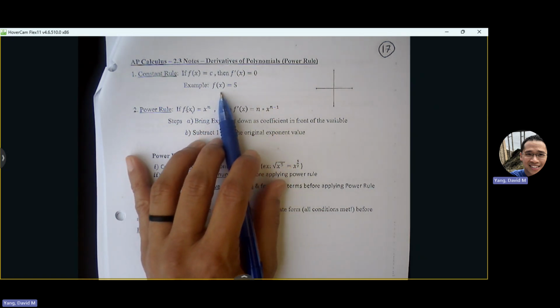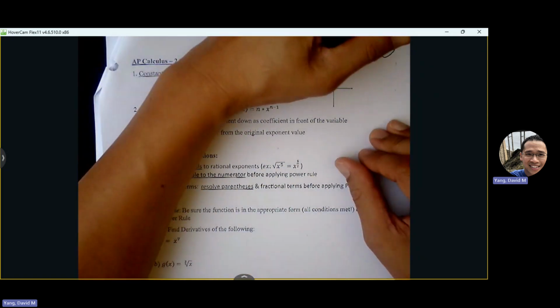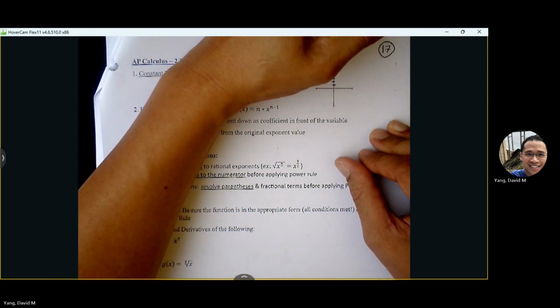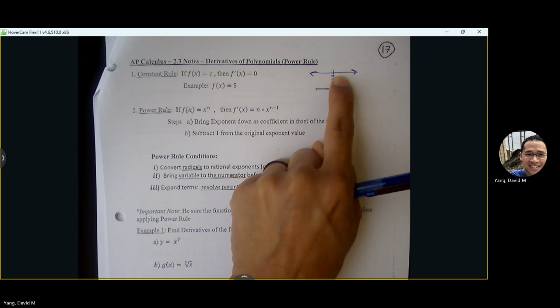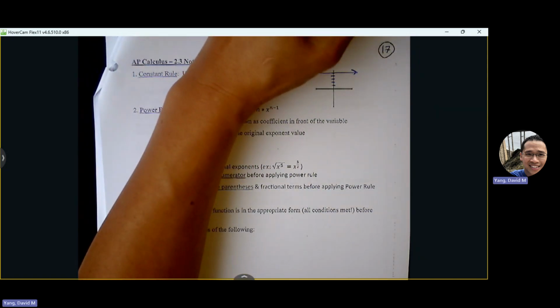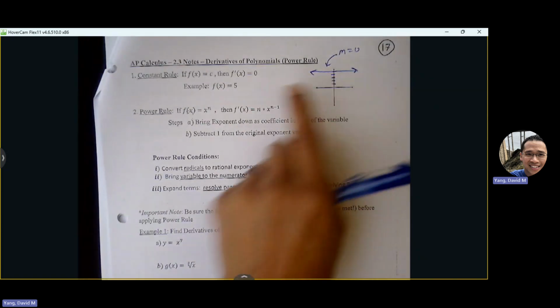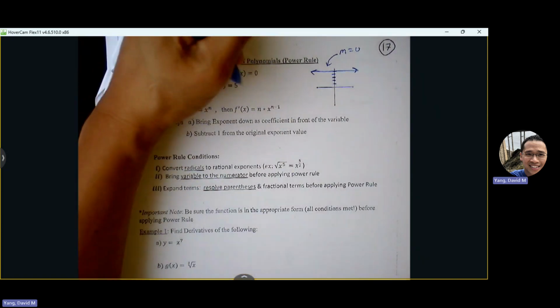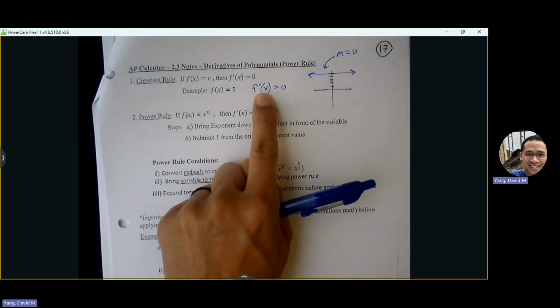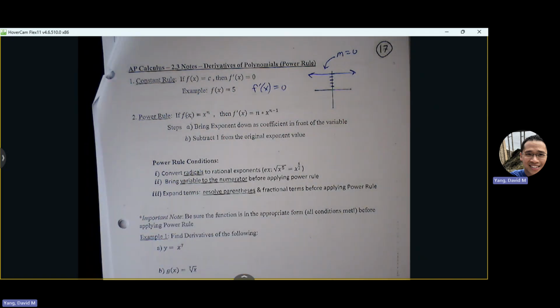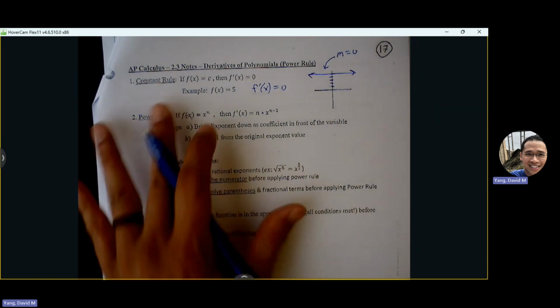So for instance, let's say f of x equals 5. That's just going to be a horizontal line that goes through a y-intercept of 5. If you look at this line here, what is the slope of this line? Slope is 0. And because that slope is 0, the derivative is also going to be 0. So if f of x equals 5, then f prime of x is equal to 0. If we just continue replacing that word derivative with slope, I think that will be a nice way for us to connect what we know from algebra into what we're doing here in calculus.